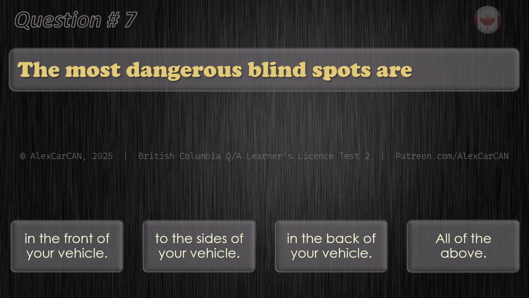Question number 7. The most dangerous blind spots are in the front of your vehicle, to the sides of your vehicle, in the back of your vehicle, all of the above. The correct answer is to the sides of your vehicle.